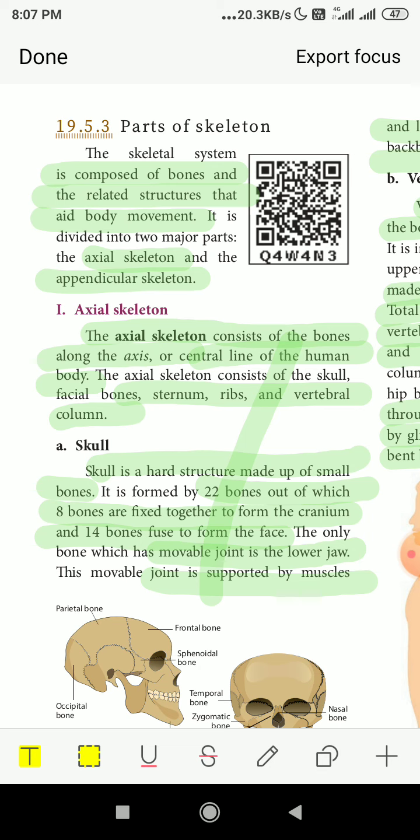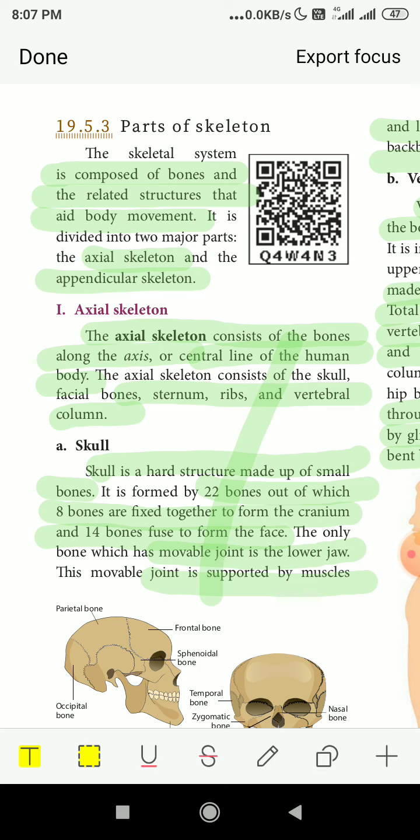In this axial skeleton, first comes the skull. The skull is a hard structure made up of small bones. It is made of immovable bones. We cannot move the bones of the skull. It comes under the axial skeleton. It is formed of 22 bones. So our skull is made up of how many bones? 22 bones, and 8 bones are fused together to form the cranium. The cranium is the outer covering of the brain.